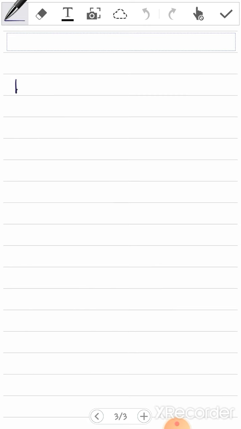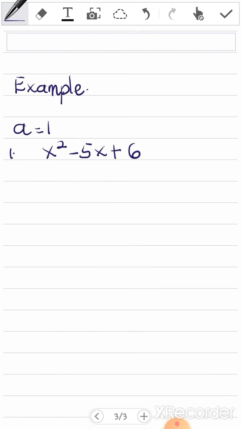So, example. My first example will be when a is equal to 1. When a is equal to 1, one example is x squared minus 5x plus 6. But before I solve this one, I want us to know something called factors, because we will really use factors in this. So let's learn something about factors before we go over this. Let's start with factors.